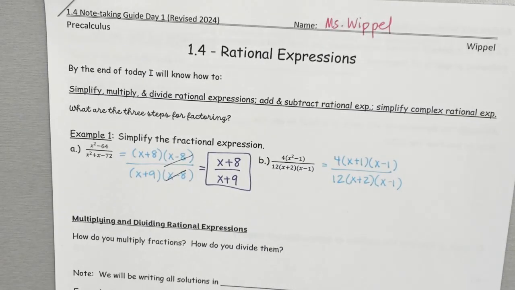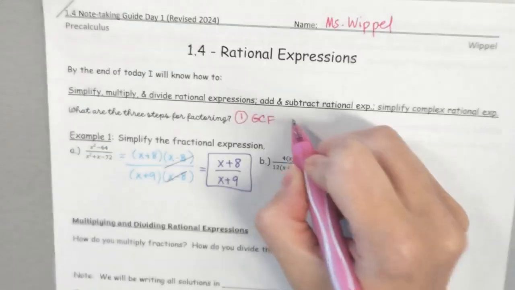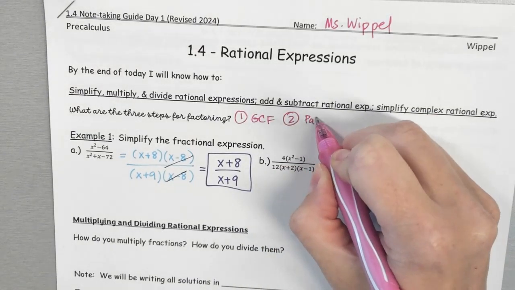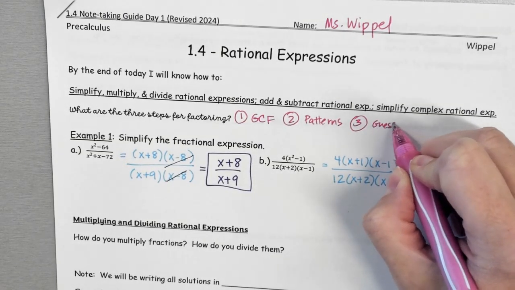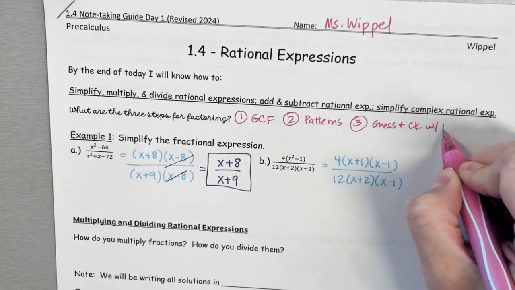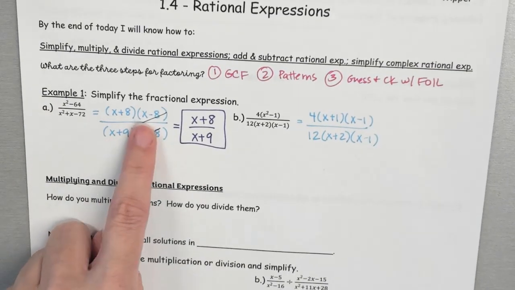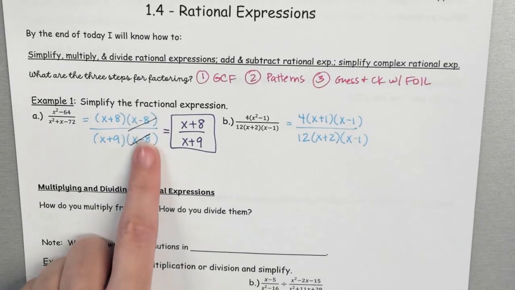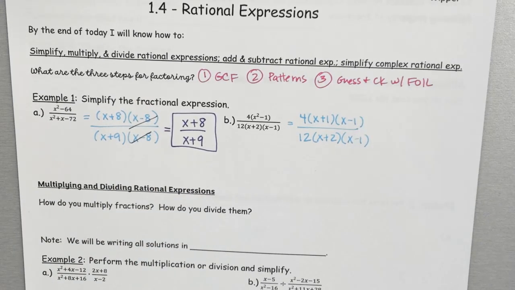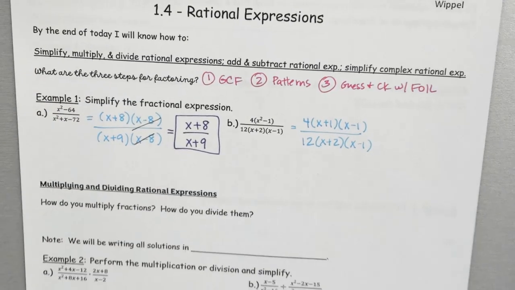So the 3 steps for factoring, remember you want to find what they have in common, or the GCF. You have to look for those special patterns that occur, and then we guess and check with FOIL. Okay, so I had you factor this. You had the difference of 2 squares on the bottom, guess and check here. And then whenever you have a common factor, they divide out. Something divided by itself is 1. We can only do that because they're being multiplied.